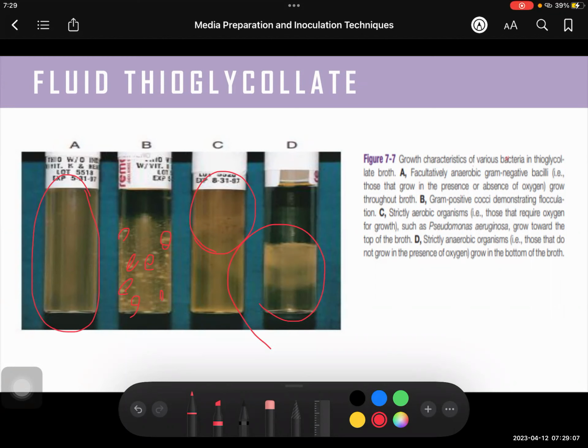How about for letter C? The complete opposite. Nag-grow siya on the upper portion of the culture media because it is more concentrated with oxygen, or mas maraming amount of oxygen. Therefore, this is an aerobic organism. And for letter A, since it was able to grow all over, wala siyang pakialam kung merong oxygen or wala, this is a facultatively anaerobic organism.